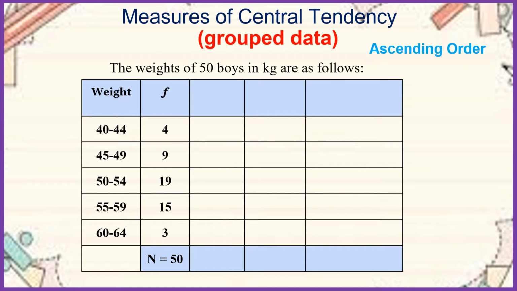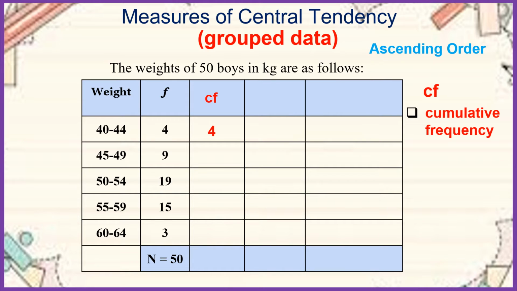So the first thing we need to do here is to fill in the table. This is an ascending order type of data. Why? Because it starts with the lowest class interval to the highest class interval, so it is increasing. The third column is all about the CF. CF stands for cumulative frequency.